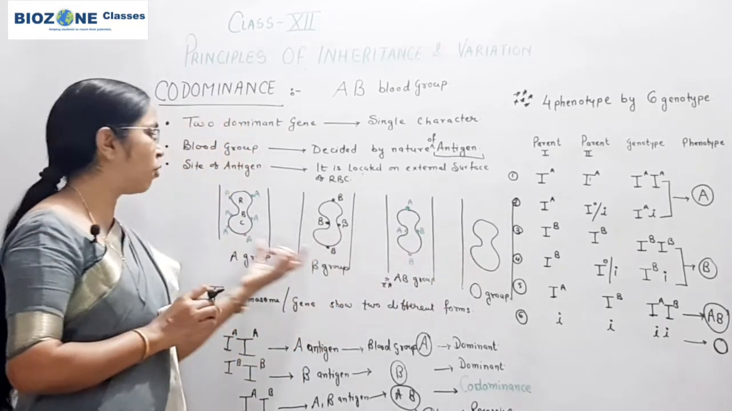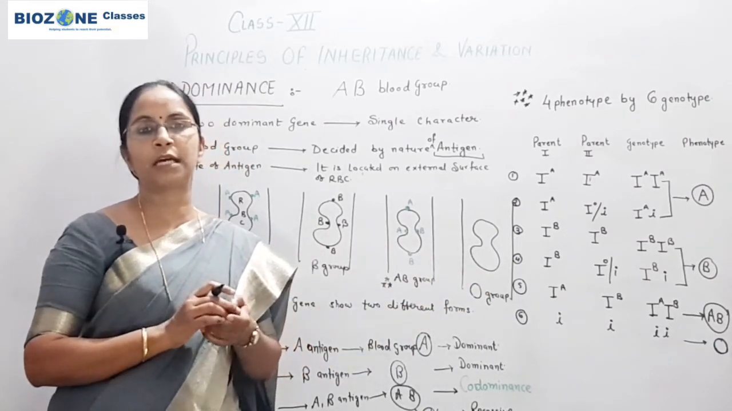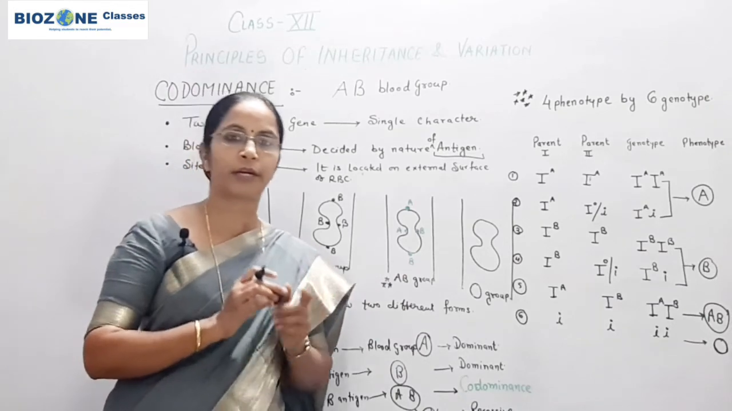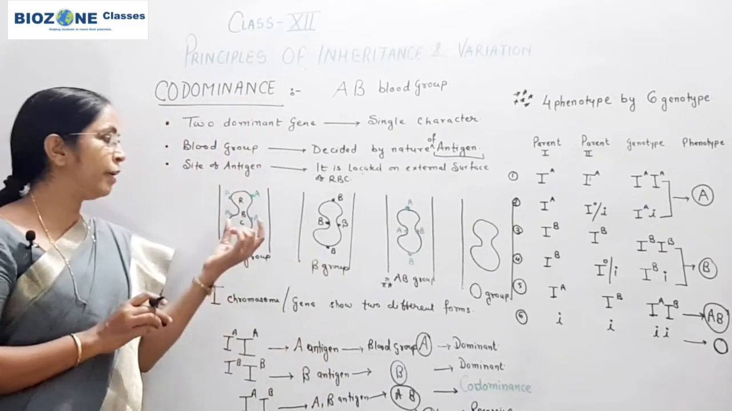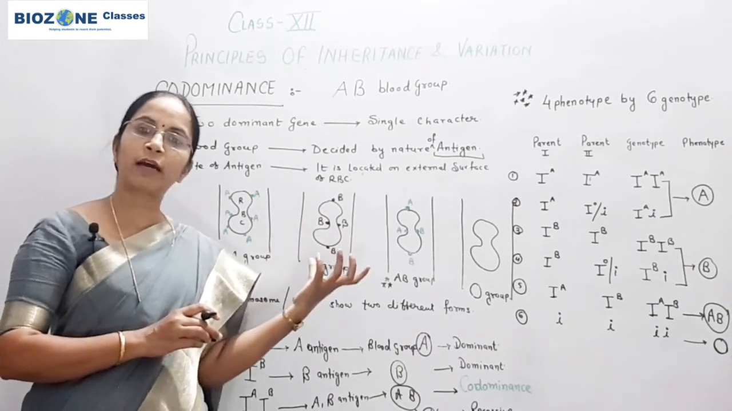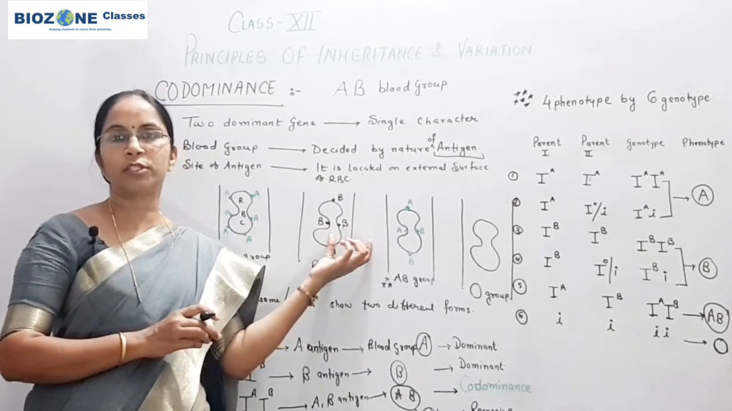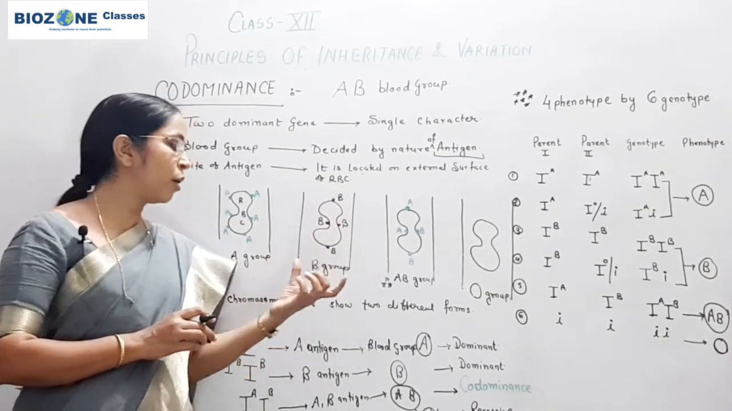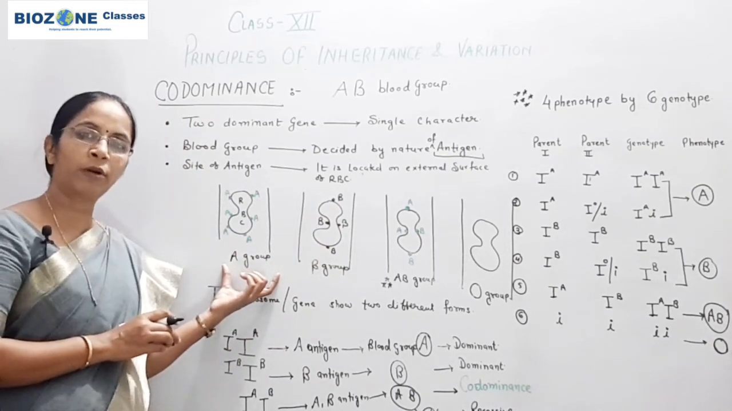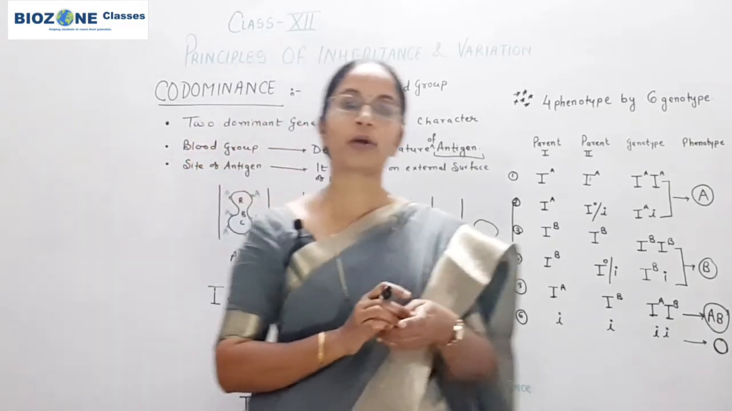Here the shape somewhat changes in every diagram, but the shape of RBC in humans is biconcave, and RBCs are enucleated. All these things you already studied in class 11. Antigens are present on the surface of RBC. Whatever kind of sugar or whatever kind of antigen is present on the surface of RBC, according to that the type of blood group is available. Okay, so this much you remember for today's session, that we studied about codominance.